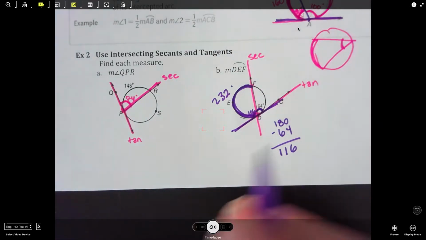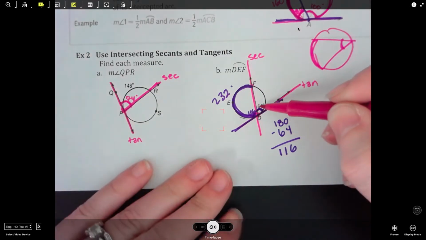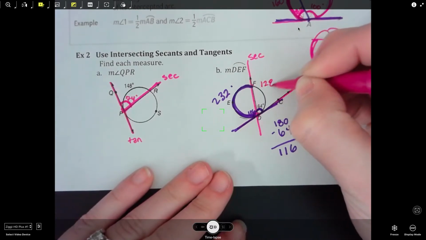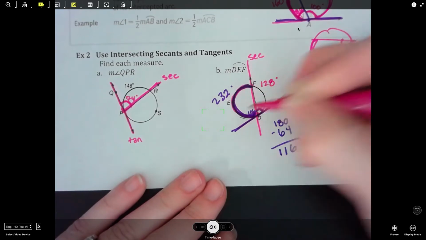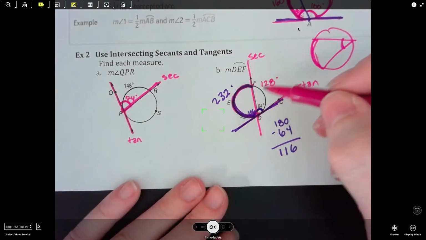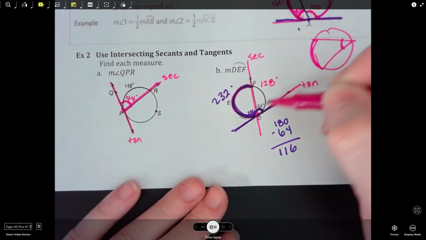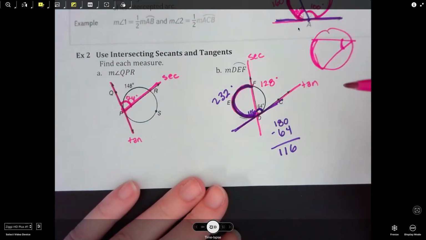Now, I could also do that another way. 64, if I double that, that's 128. And then I subtract that from 360 to get 232. So that's another way of doing it, if I go around in the circle this direction versus going this direction. Does that make sense? Okay.